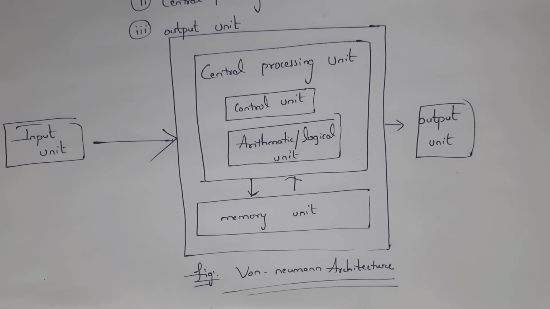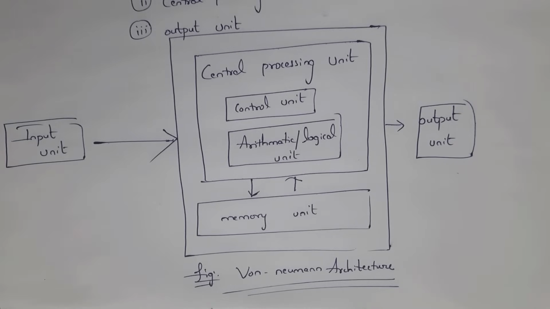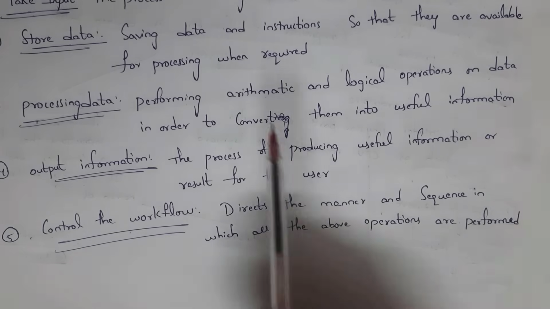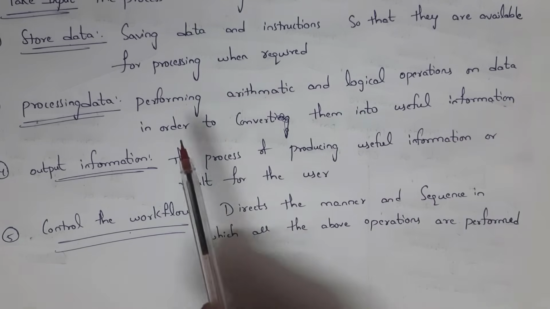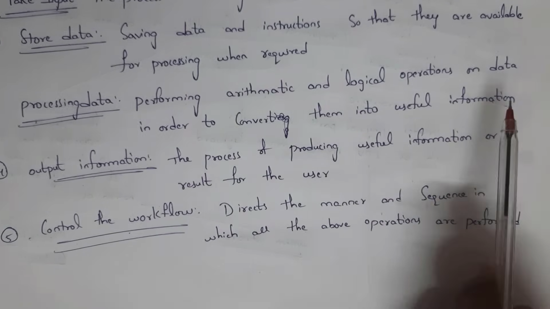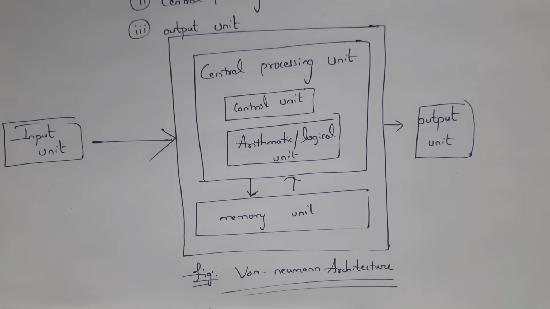Next one is the arithmetic and logical unit. Data processing tasks are handled by the arithmetic and logical unit. As I already said before, it performs arithmetic and logical operations on data in order to convert them into useful information. That is nothing but processing data. Data processing tasks such as performing arithmetical calculations and logical operations are handled by the arithmetic and logical unit.